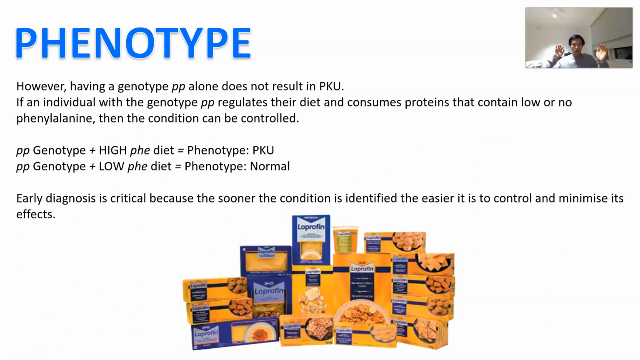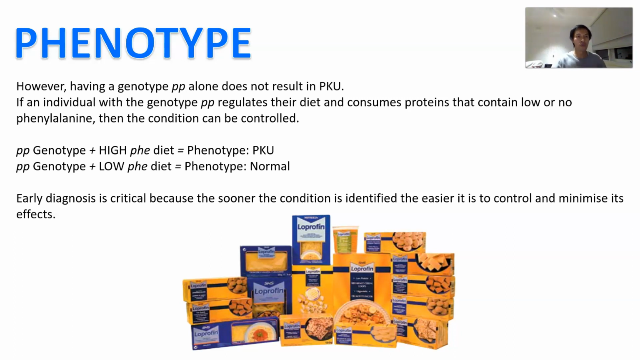Now, however, just because you have the genotype lowercase p does not mean you have the condition phenylketonuria. If an individual with a genotype lowercase p can regulate their diet and consume proteins that have very little or no phenylalanine, you're not going to get the condition, right? Which means the condition can be controlled. The environmental influence, which is diet, can play a really important role in determining whether that trait is expressed or not.